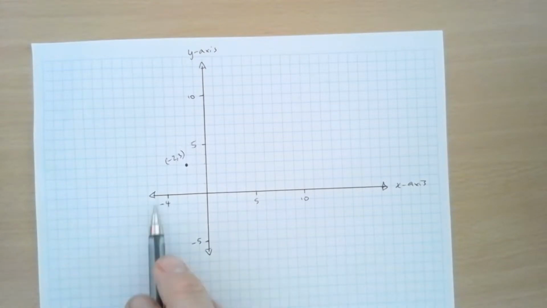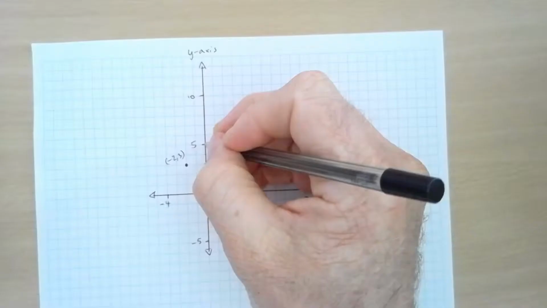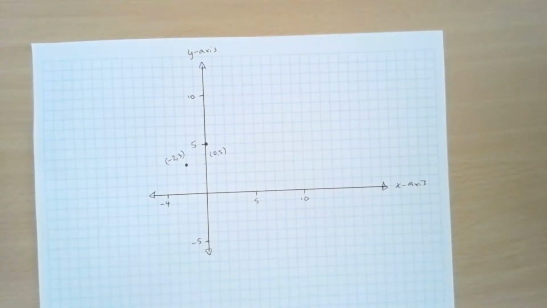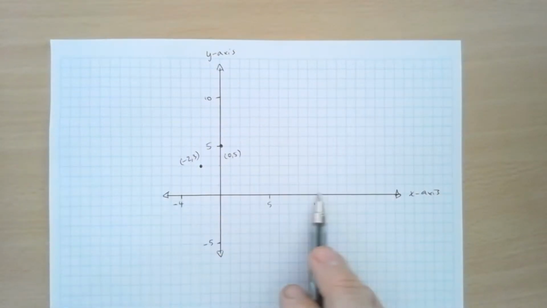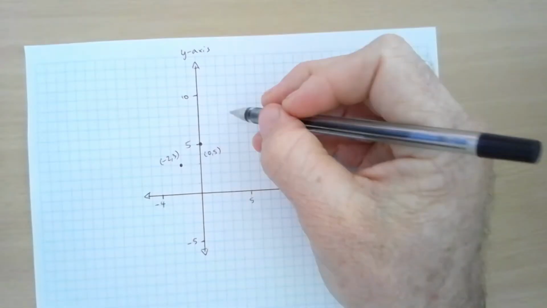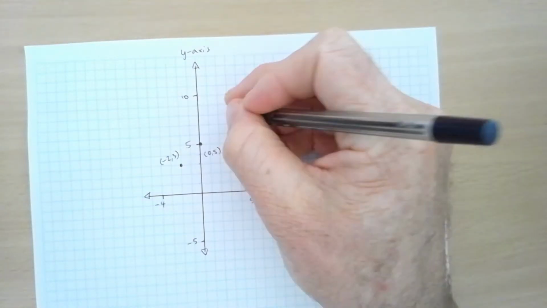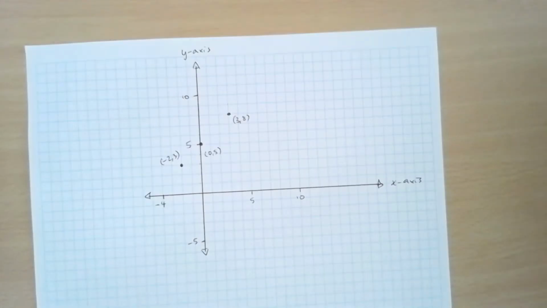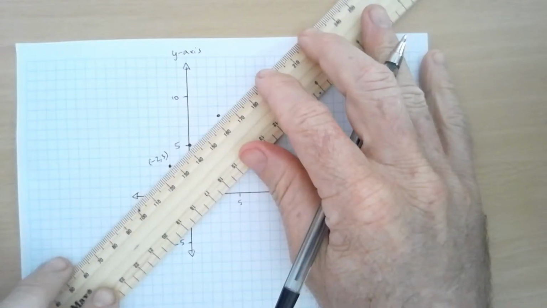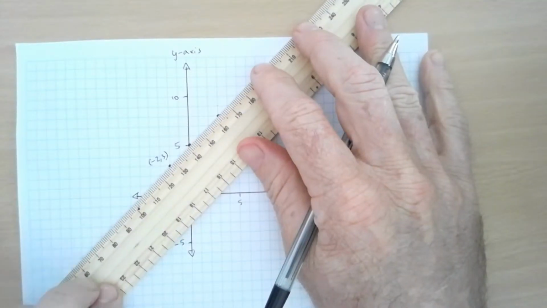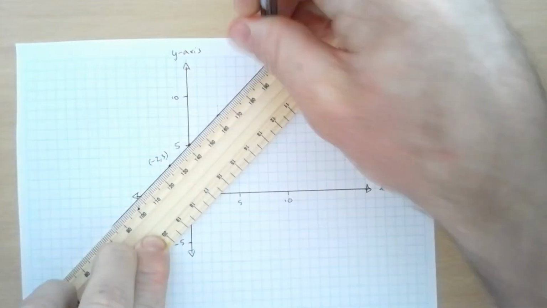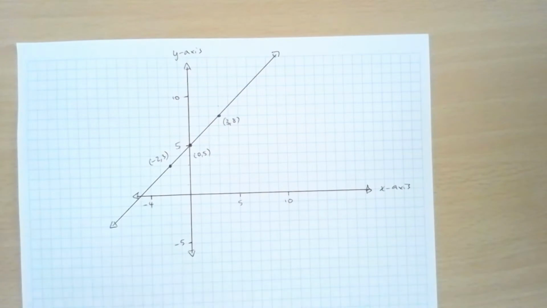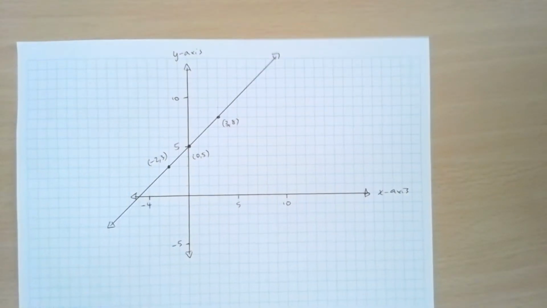Next one is (0, 5), so across to 0 on the x, up to 5. And the last one is (3, 8), so across to 3, 1, 2, 3, and then up to 8 on the y-axis. We can label it there as well if we wish to. What we then have to do is create the straight line that joins those 3 points together, and we know that line goes on and on in either direction, so I'm going to put an arrow on either end to denote that.